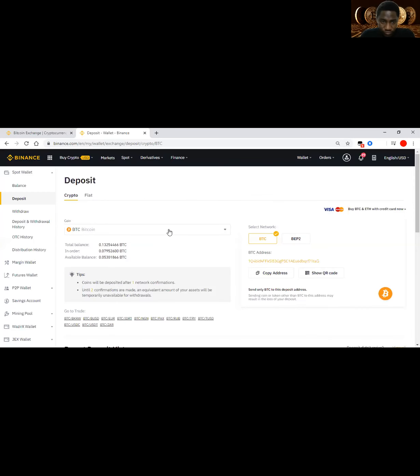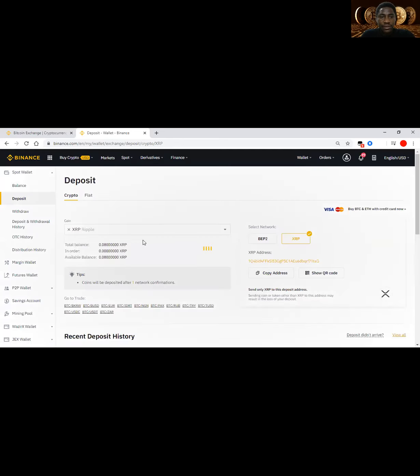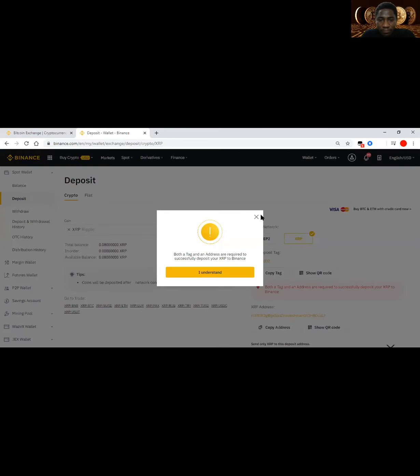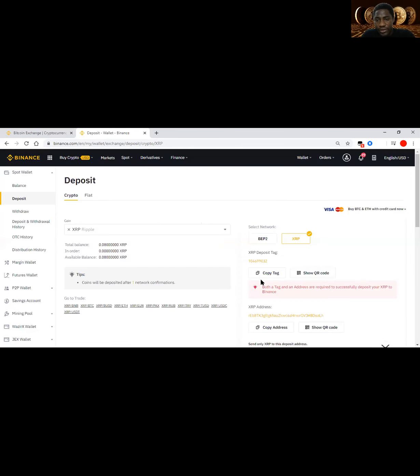Now, BTC is what will come up as the default. But if you want to bring in, say, XRP, what will you do? You come here and type XRP. Click on that. What will show here is XRP. Can you see the tag is shown here? You need the tag and you need the address, unlike Bitcoin where you use just the address. So for XRP, you need both.